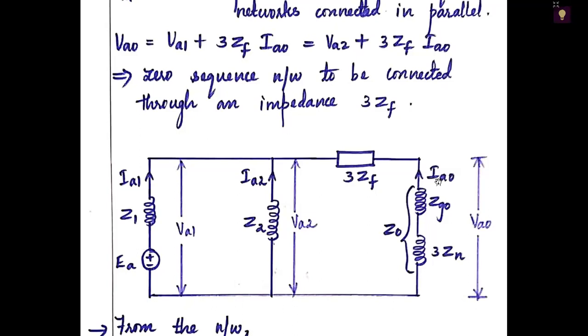Okay. So now we can see current IA0 is flowing from higher potential to lower potential. It is flowing from the zero sequence network towards the node.